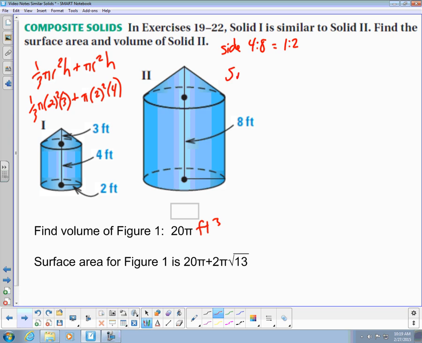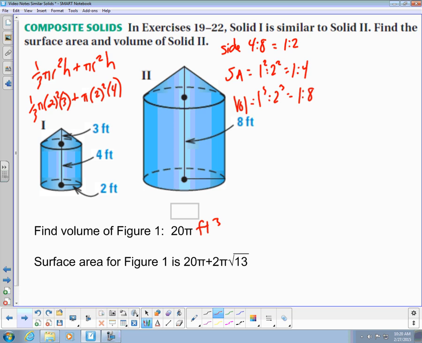So what would the surface area ratio be? Write that down. Okay, so it should be 1 squared to 2 squared, which is 1 to 4. Now let's get the volume ratio. See if you can do that one real quick. Okay, so the volume ratio is going to be 1 to the third power to 2 to the third power, which is equal to 1 to 8.